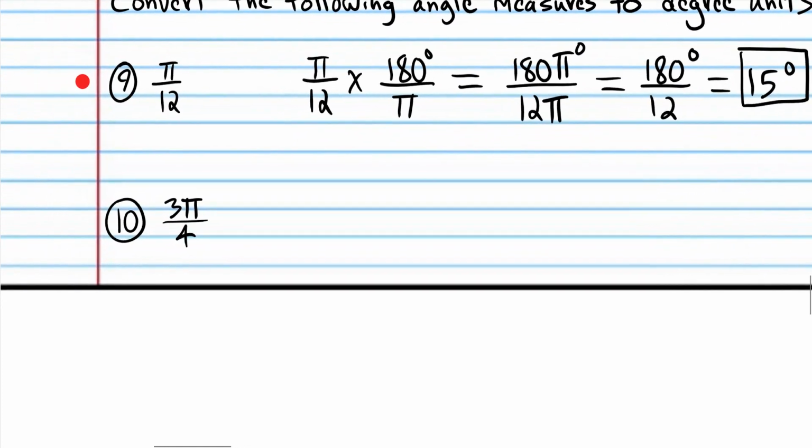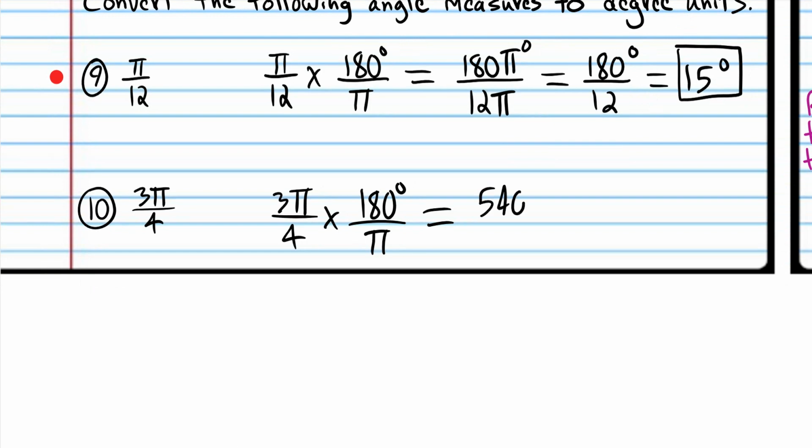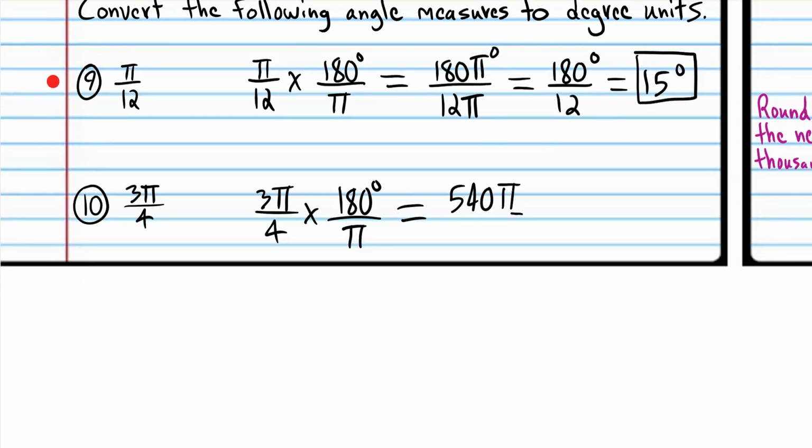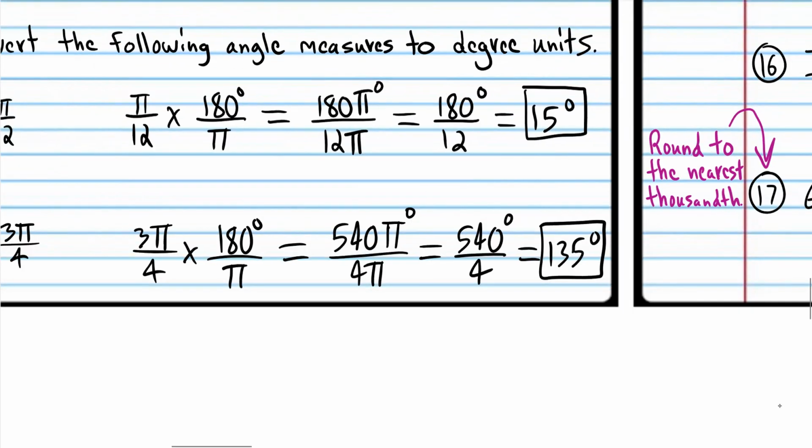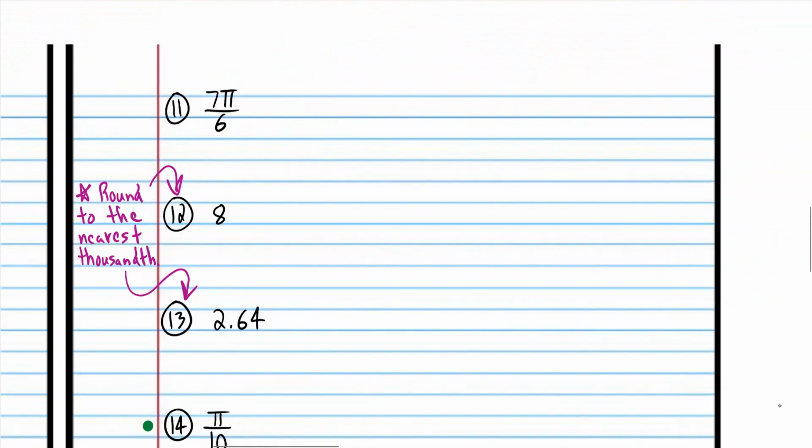Okay, let's try number 10. 3 pi over 4 radians. If we convert that to degrees, we get 540 pi over 4 pi. The pi's cancel out, and 540 divided by 4 is 135 degrees. And again, you want to write your degree symbol on each one of these steps because the degree symbol doesn't go away. Okay, let's try a couple more of these before you try one on your own.